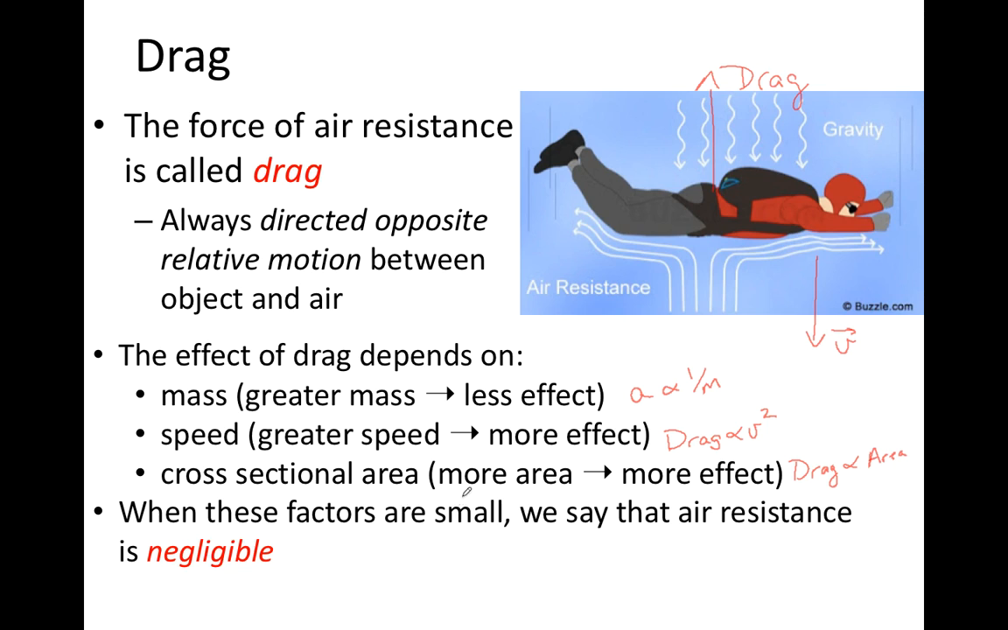Now, when these three factors are very small, then the effective air resistance is very small. And if it's small enough that we can ignore it, we refer to it as negligible. And when this happens, our free fall models are indistinguishable from real world models where we have objects that are moving through air. So only when the effect of air resistance is negligible can we say that our free fall models do a good enough job to model real world objects moving through air.